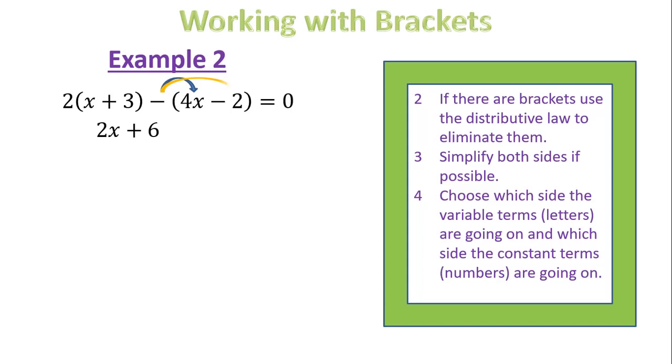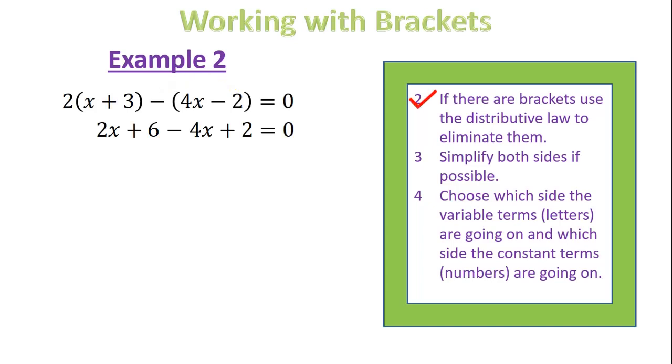I need to distribute that negative into my bracket. Let's have a look. Negative times 4x will just give me negative 4x. Moving on to the second term in the bracket, negative times negative 2, a negative and a negative will give me a positive 2. And that all equals 0. Step 2 is now finished.